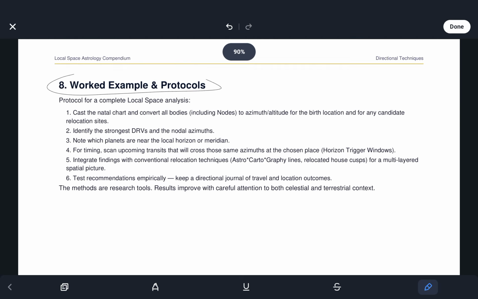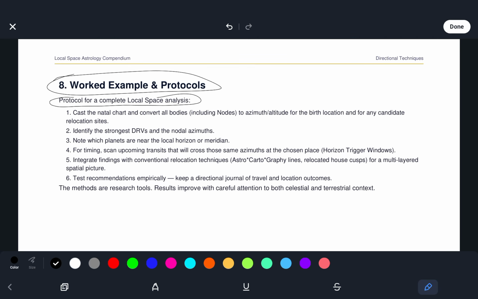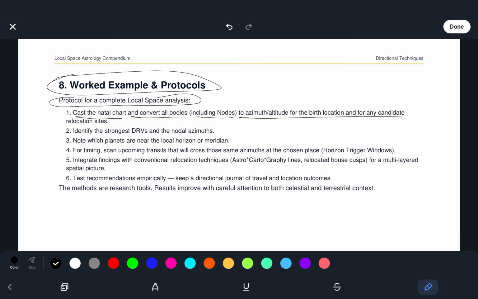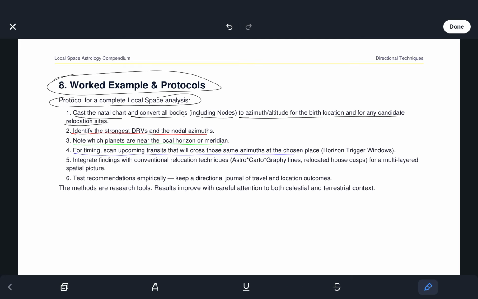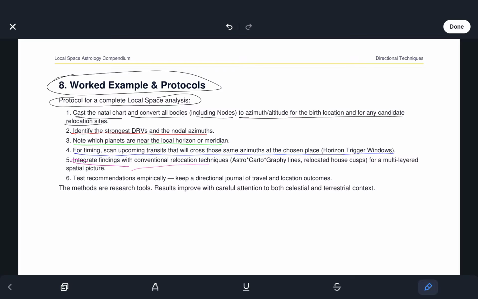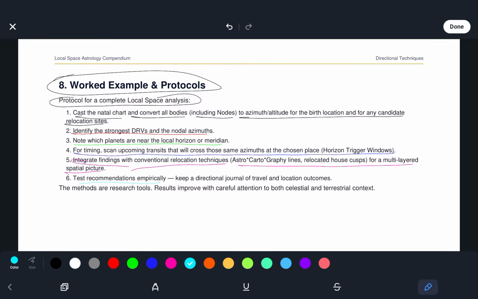Alright, work the example in protocols. Protocol for a complete local space analysis: cast the natal chart and convert all bodies, including nodes, to azimuth and altitude for the birth location and for any candidate relocation sites. Identify the strongest ERVs and the nodal azimuths. Know which planets are near the local horizon or meridian. For timing, scan upcoming transits that will cross those same azimuths at the chosen place. Integrate findings with conventional relocation techniques for a multi-layered spatial picture. Test recommendations empirically; keep a directional journal of travel and location outcomes. The methods are research tools. Results improve with careful attention to both celestial and terrestrial contexts.